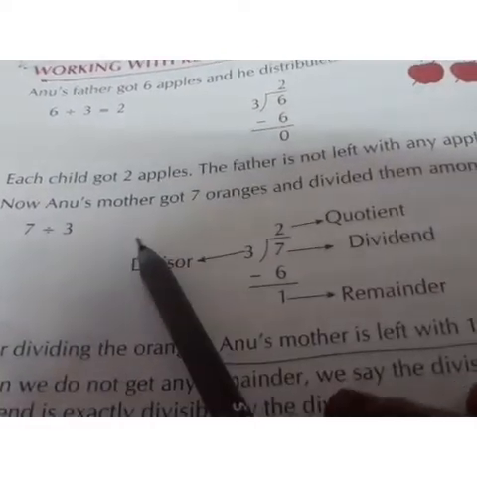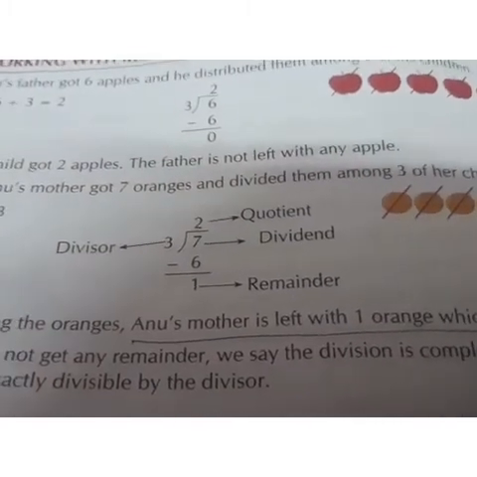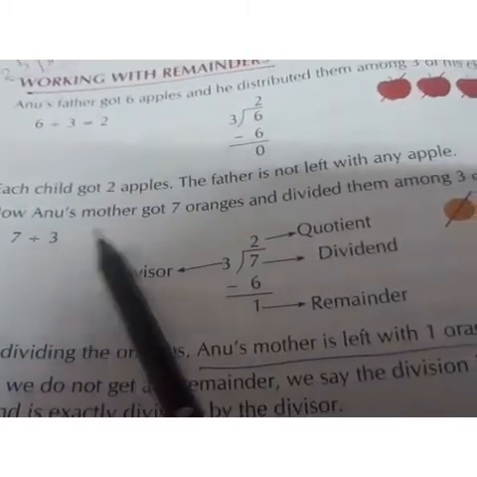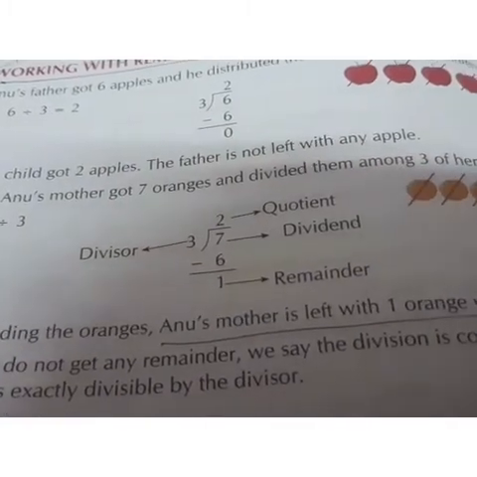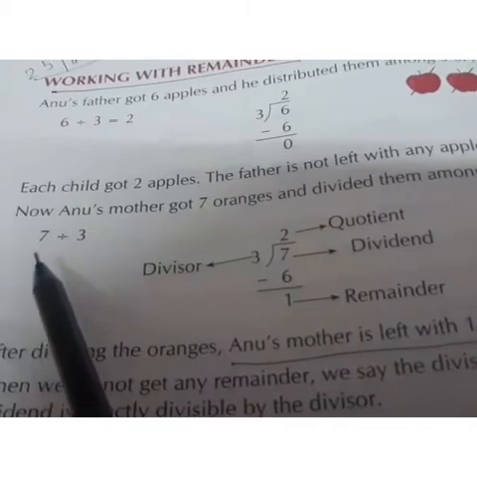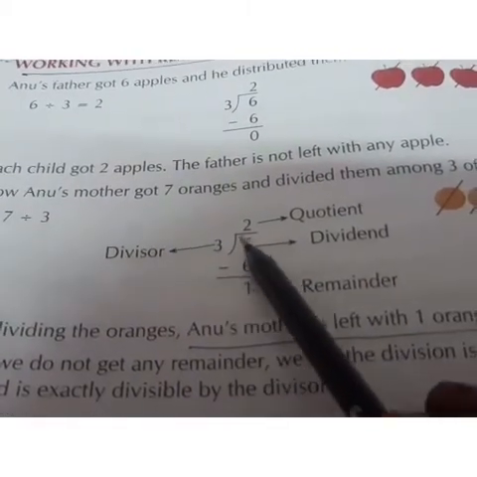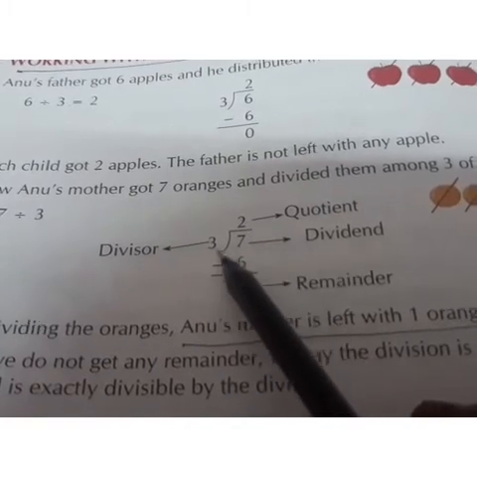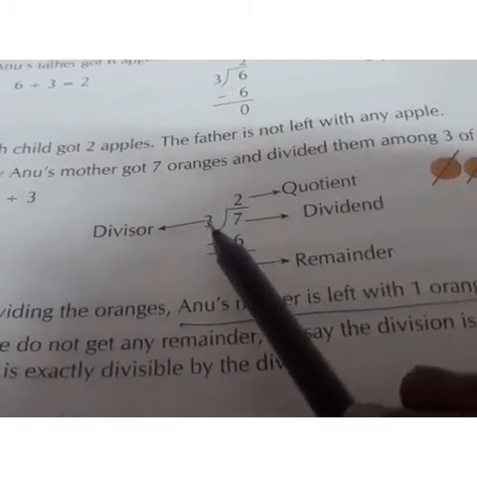Now, Anu's mother got 7 oranges and divided them among 3 of her children. Now, अनु की मम्मी जो थी वो कितने संतरे लाई थी? 7 ऑरेंजेस लाई थी और उसको भी 3 चिल्ड्रन के बीच में डिवाइड करना था. सो अगेन 7 डिवाइडेड बाय 3. नाउ हियर यू कैन सी 3 अंदर हम 7 लिखेंगे और हम इसको 7 को 3 से डिवाइड करेंगे. अब यहाँ जो है हम पहले डिवाइड कर लेते हैं.